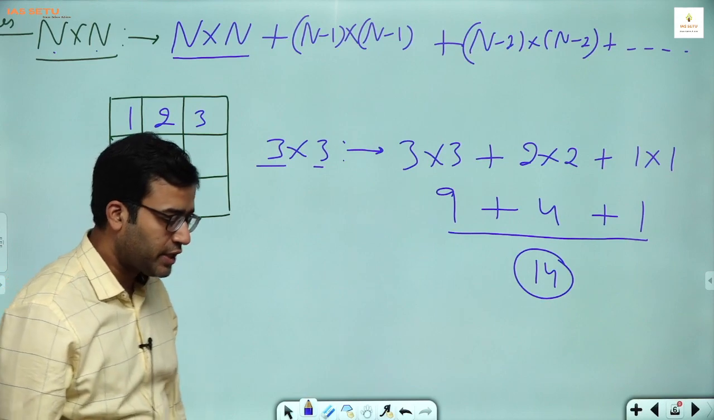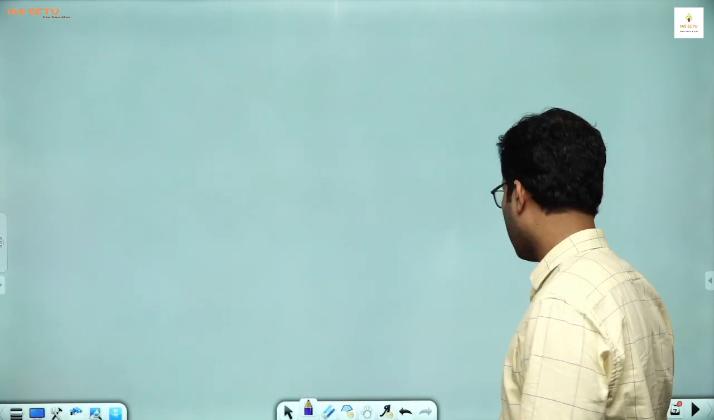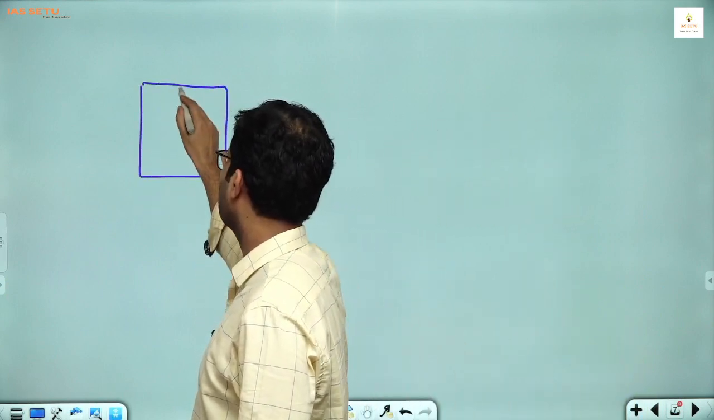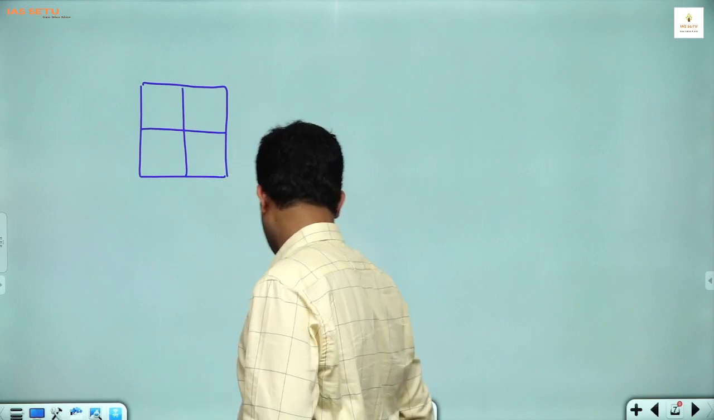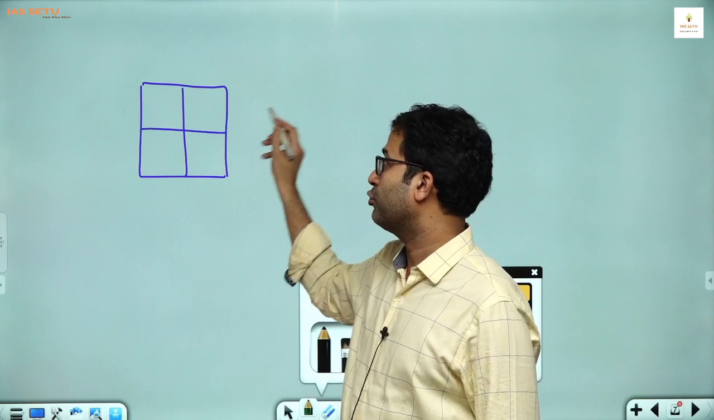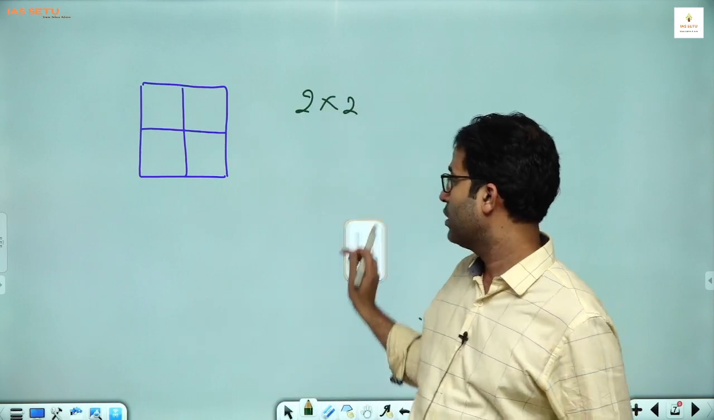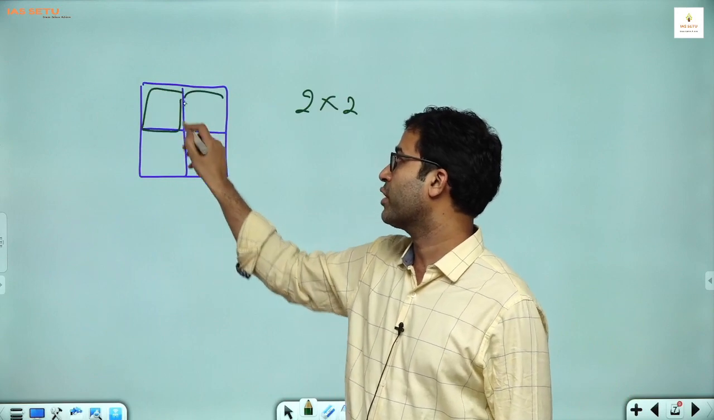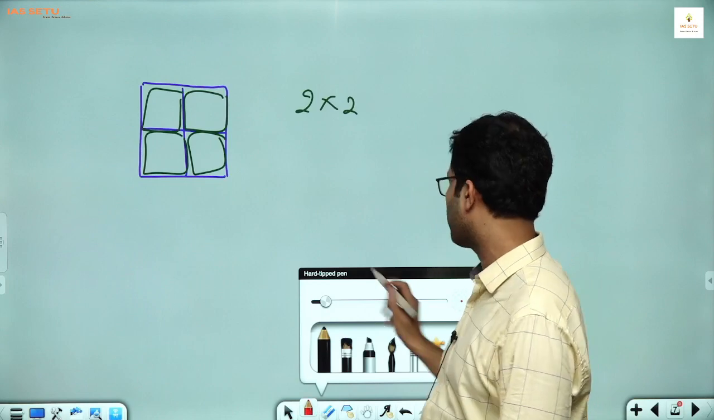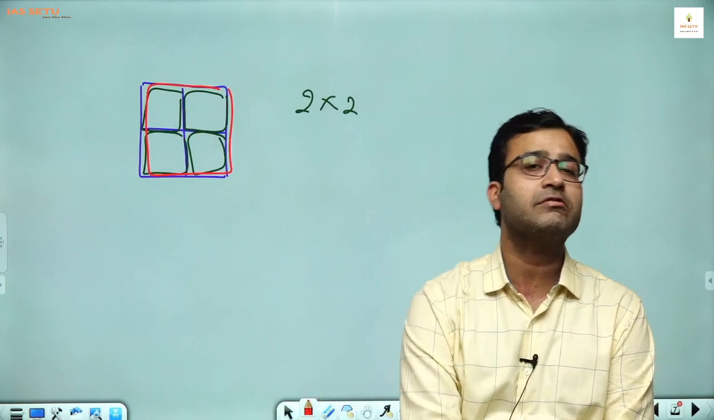Now we will cross check whether I have given you the correct formula or wrong. Just we will check. Now here we have a 2 by 2 figure, 1 2, 1 2. We will do manual counting because it is very easy. So this is square number 1, square number 2, square number 3, square number 4, and this bigger one is square number 5.